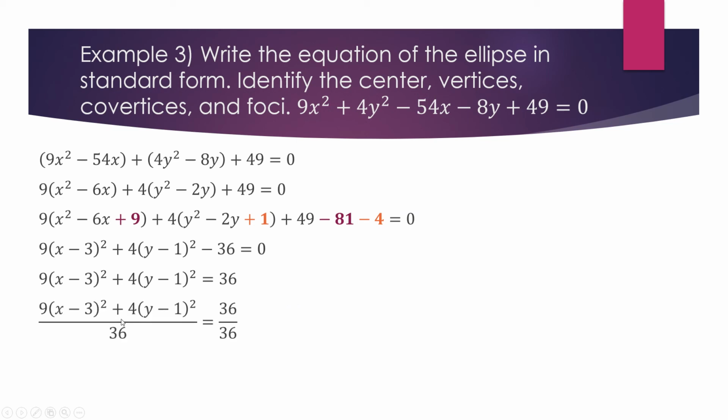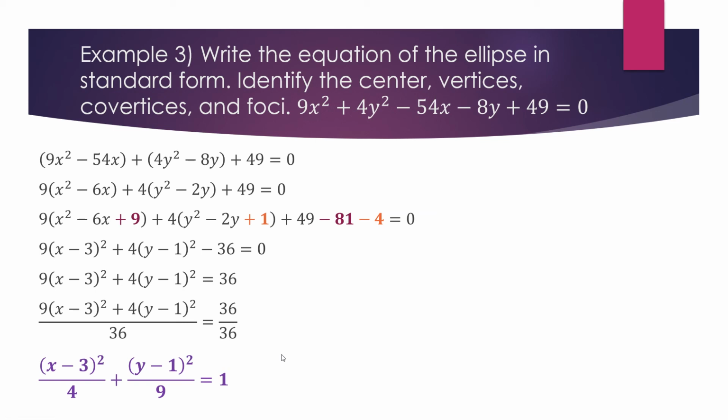Okay. 9 goes into 36 4 times. So we're going to get x minus 3 squared over 4 plus 4 goes into 36 9 times. So y minus 1 squared over 9 equals 36 over 36 is 1. And now that it's in standard form, we can identify all of our key features.